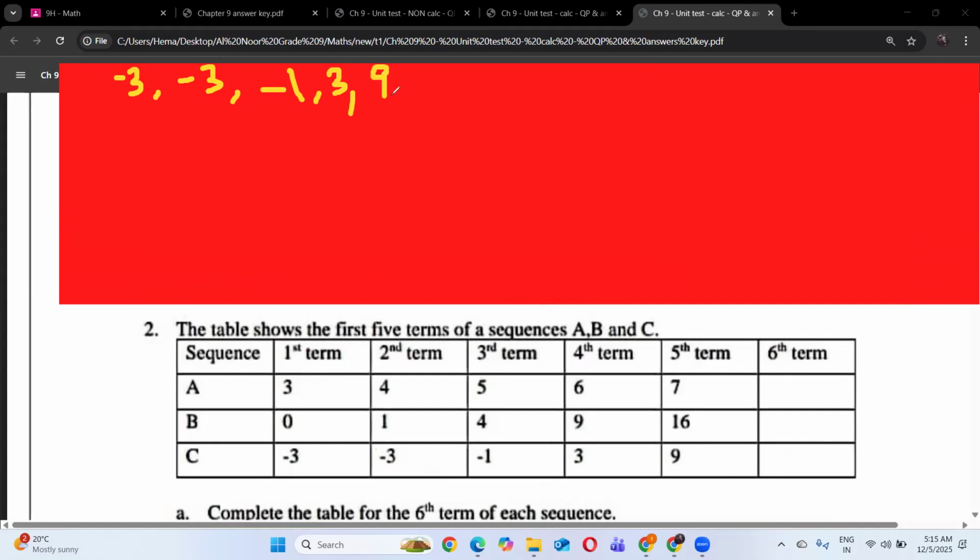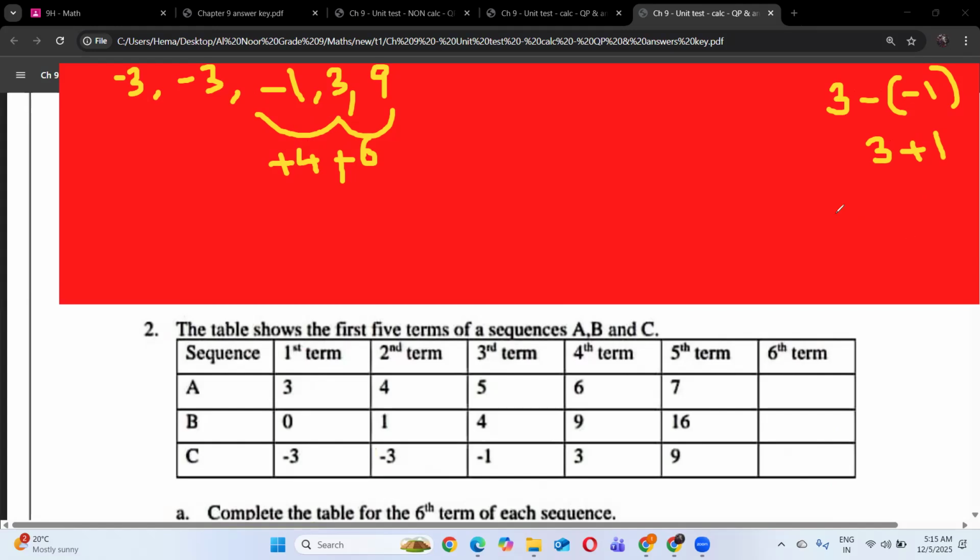Now let's check here. 9 minus 3 will be positive 6. I'm doing the rough work at the side. 3 minus another number, minus 1, will be 3 plus 1. So I got a positive 4.